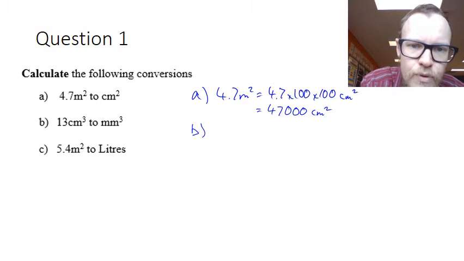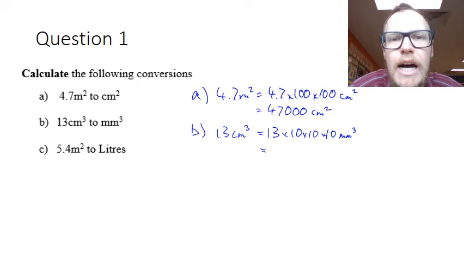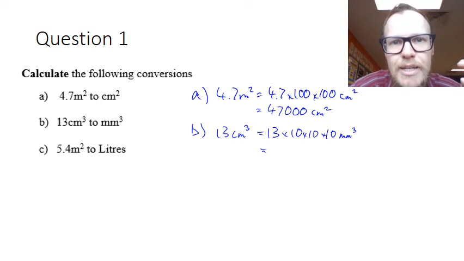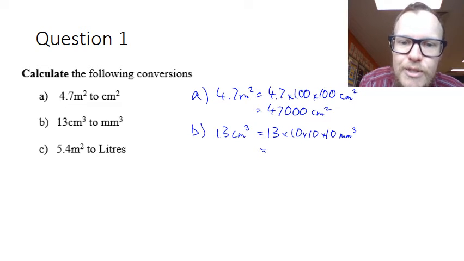For B, we've got 13 square centimeters, cubic centimeters, sorry, is going to be equal to 13 times 10 times 10 times 10, or 10 cubed, millimeters cubed, because we've got 13 cubic centimeters, and in each centimeter is 10 millimeters. So for each cubic centimeter, there's 10 by 10 by 10 cubic millimeters. So this is going to be 13, 1, 2, 3 cubic millimeters.